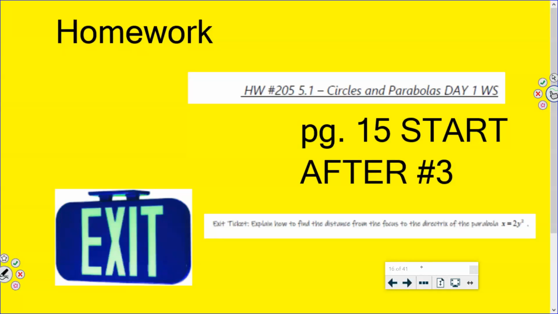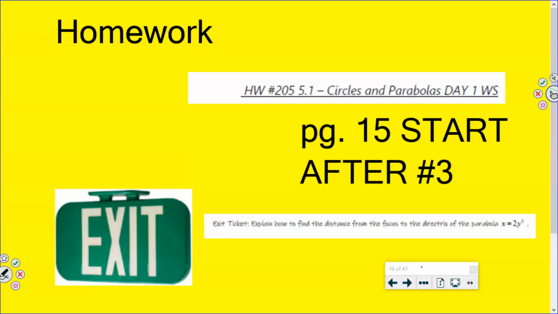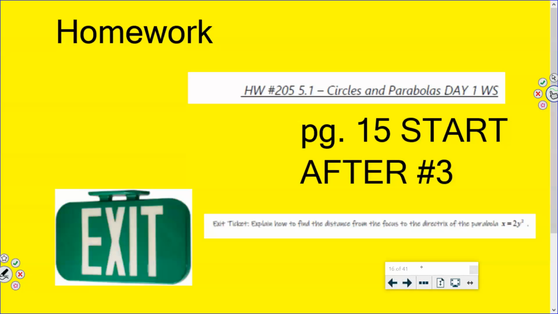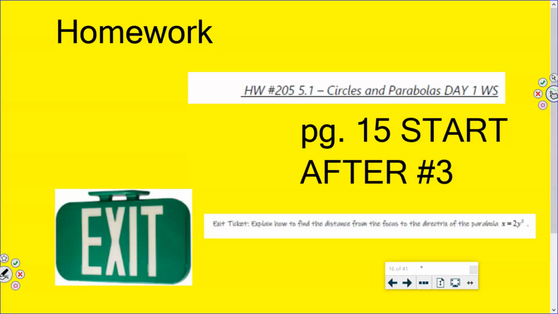So listen, for those of you who know your average, if you really need to shoot for an A, the exit ticket is like a verbal summary for you. If you can write that exit ticket in words, and you know if you can or not, I'm not taking a grade on it. But are you able to explain how to find the distance from the focus to the directrix of a parabola? Not from the focus to a vertex, but the focus all the way to a directrix. Can you explain that? If you can walk away doing that, then you did good today.